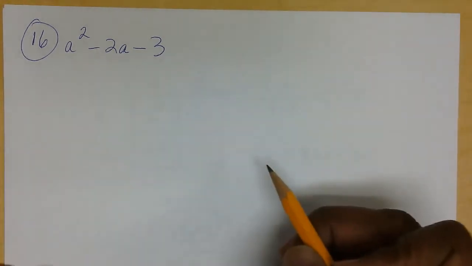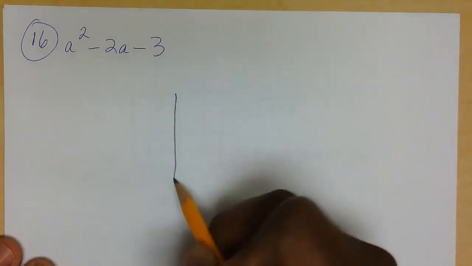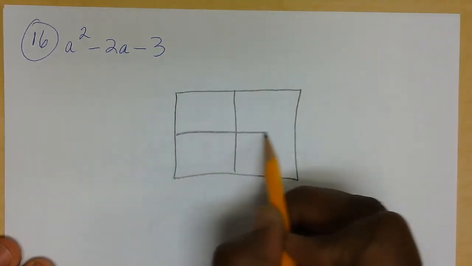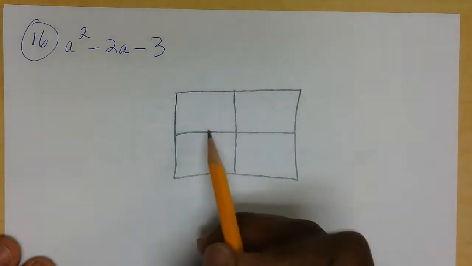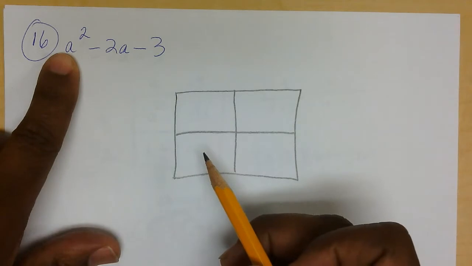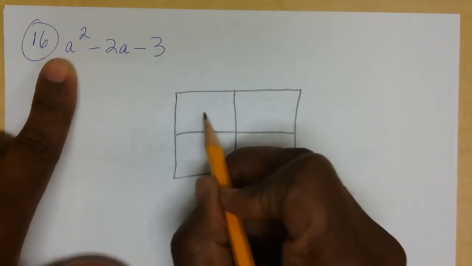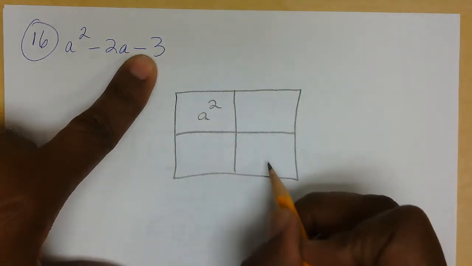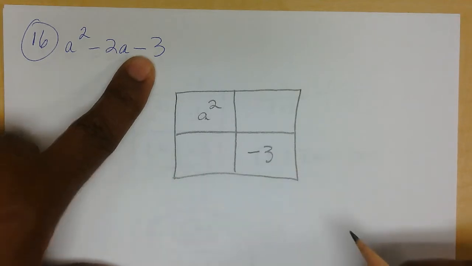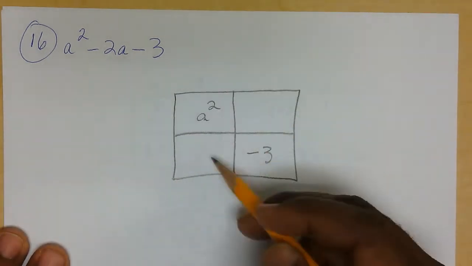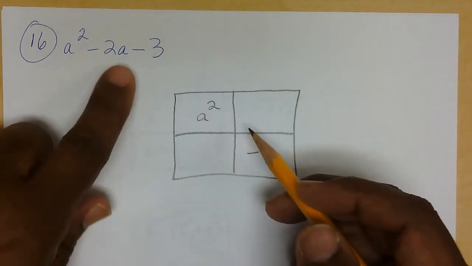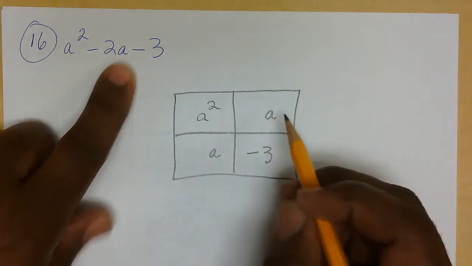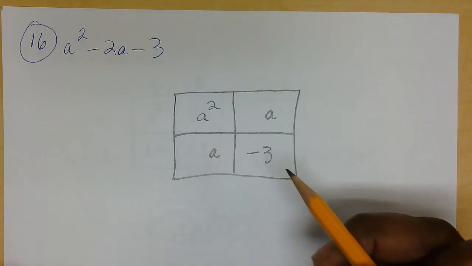The first thing, we're going to draw our box. Okay? Our first term goes in the top square, a squared. Our last term goes in this bottom right square, -3. I know that I will be combining these two boxes, and I know that that term is going to have a variable of a, and we just need to figure out what coefficient goes in front of them.